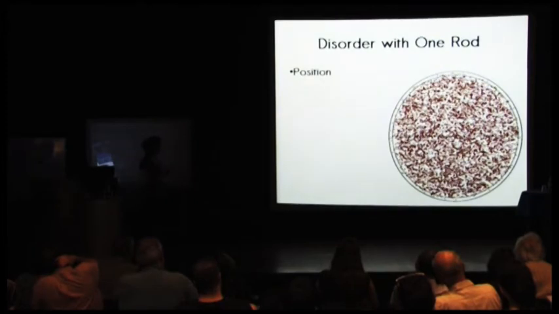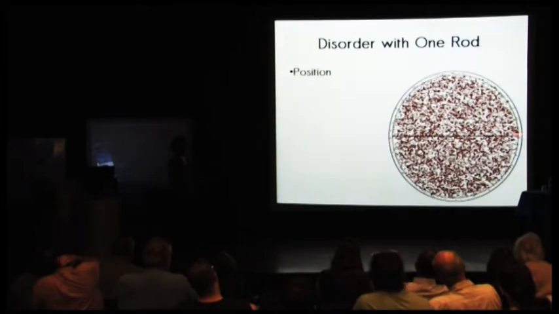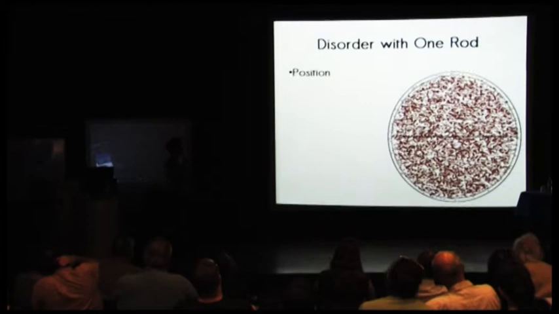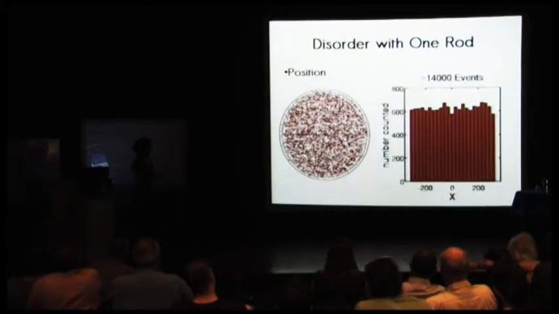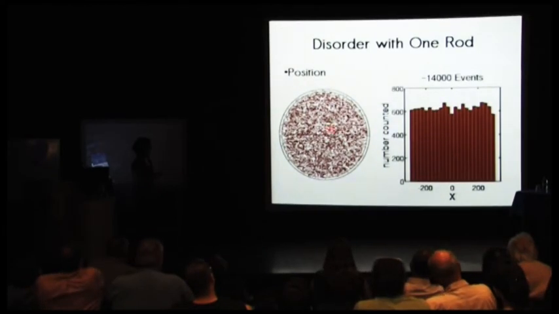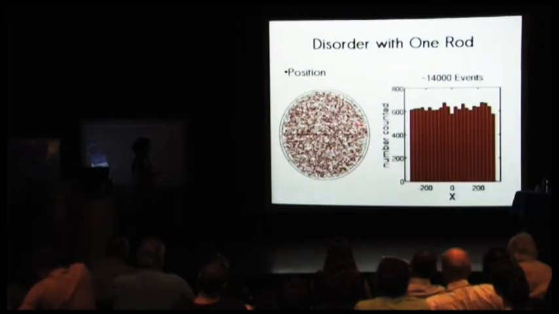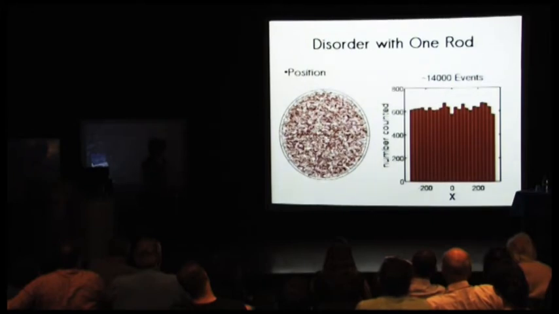One way to do it is to take a slice through the container, and then count how many times you find the rod midpoint in a given location. So that's what we did here. 0 is basically the center of the container. The positive values are off to this side of the container, the negative values are off to this side, and we find that it's basically equal. You can find the midpoint of the rods in any location along this slice.